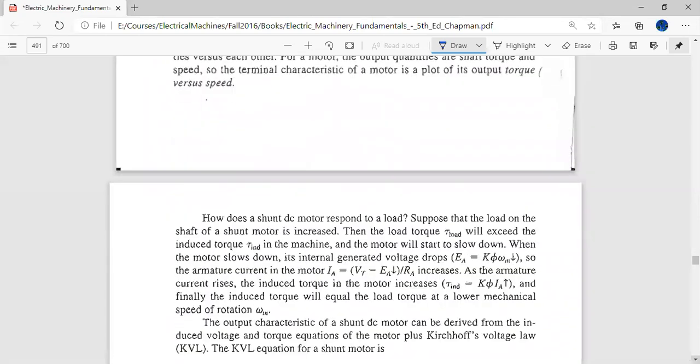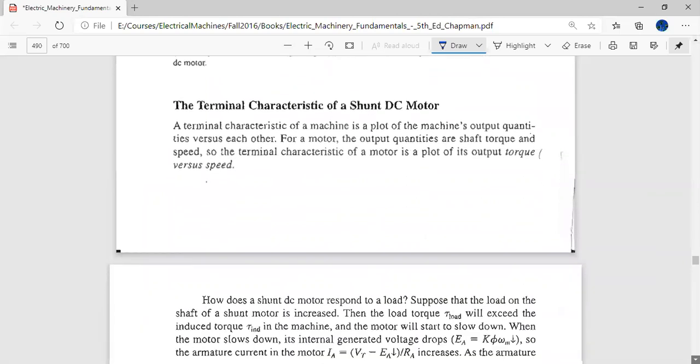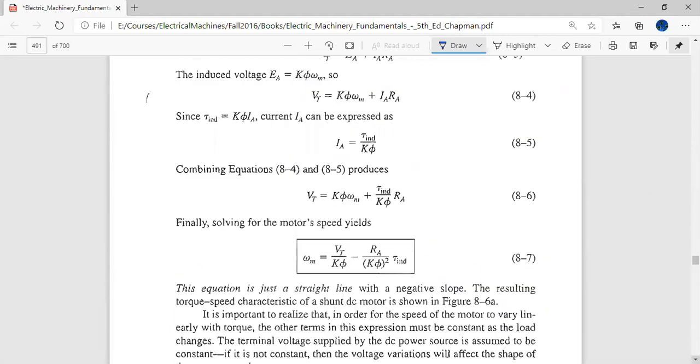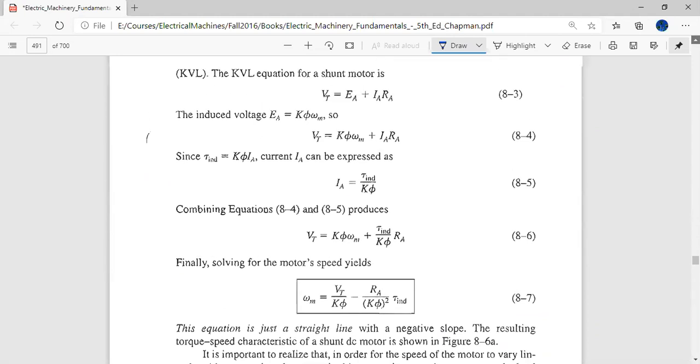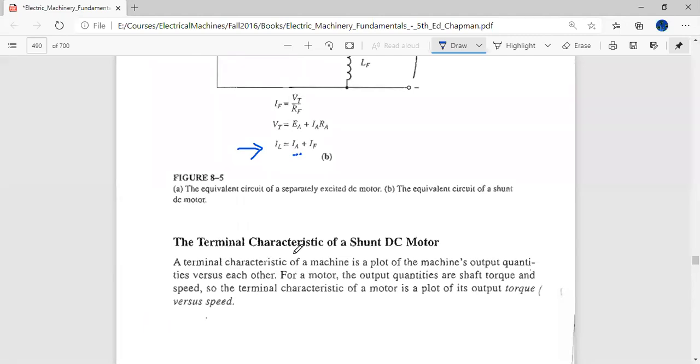Okay, so we had already done this, and now what we want to see is the terminal characteristic of the DC shunt motor. In order to study this, we are basically going to see the load speed characteristics of the motor. And the characteristic for the DC shunt motor is valid for a separately excited DC motor too.